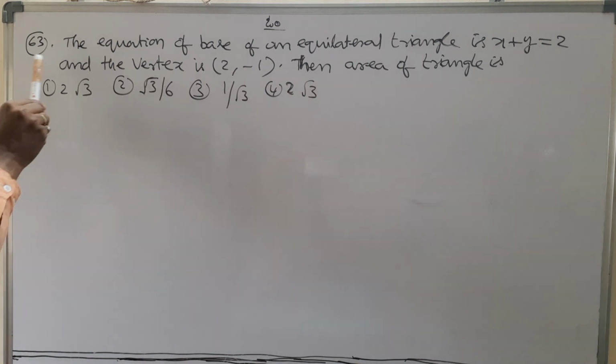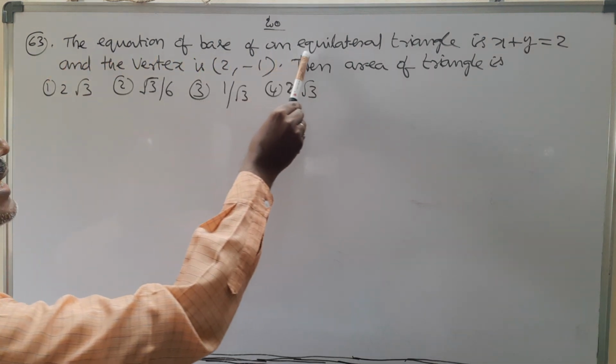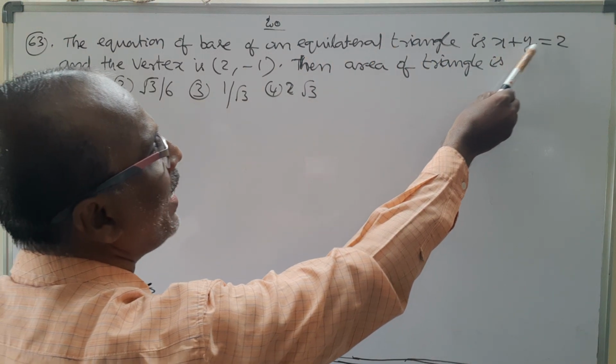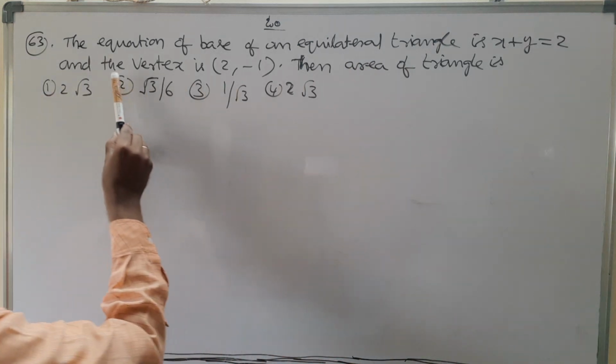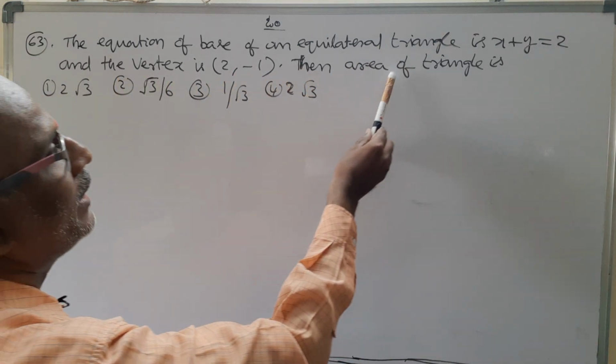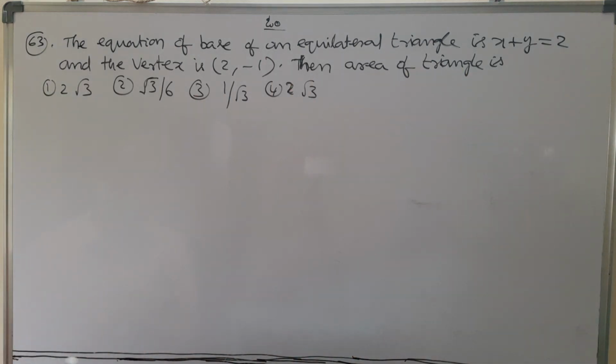Question number 63. The equation of the base of an equilateral triangle is x plus y equal to 2 and the vertex is (2, -1). Then the area of the triangle is, here the four options are given.